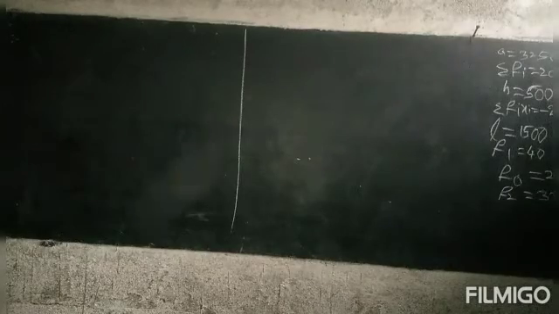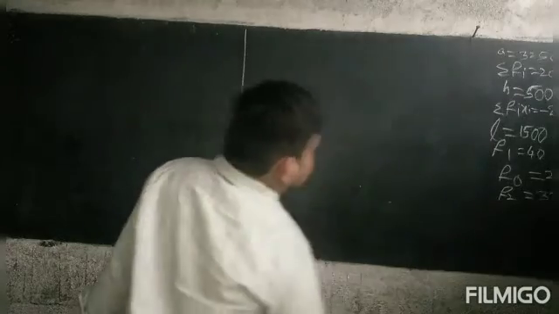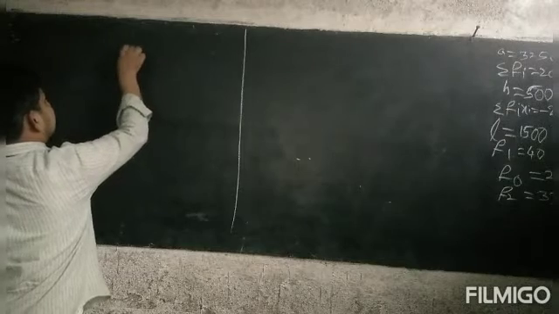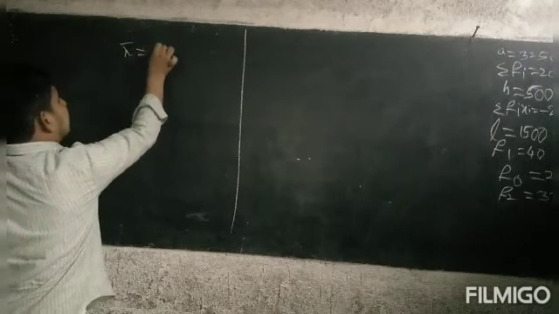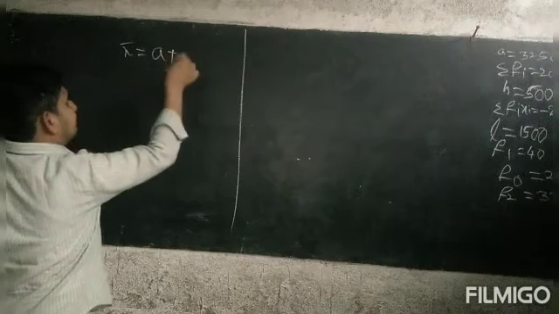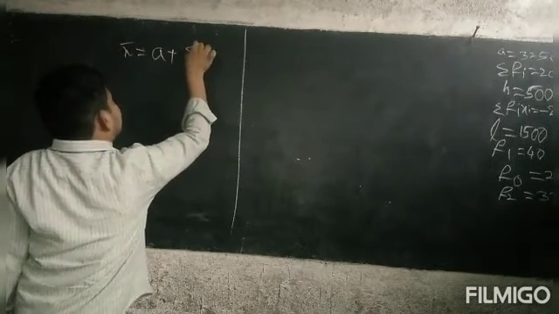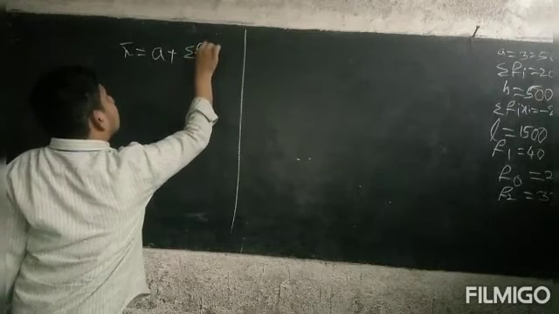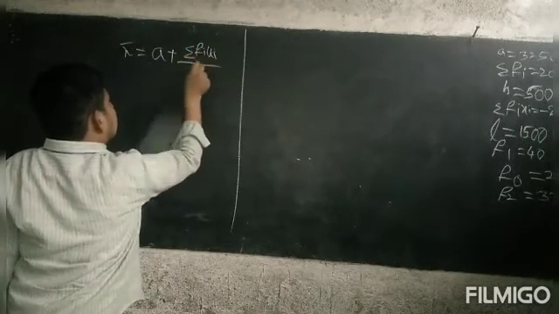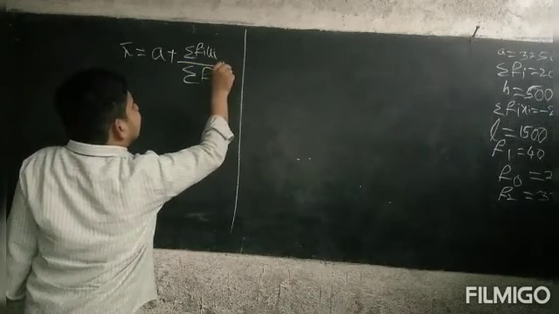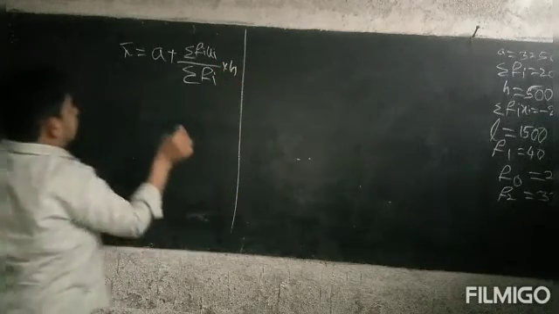Now we have to calculate the value of mean and mode. First of all, we can calculate the value of mean by using the subdivision method. x bar equals a plus sigma fi ui divided by sigma fi, into h.